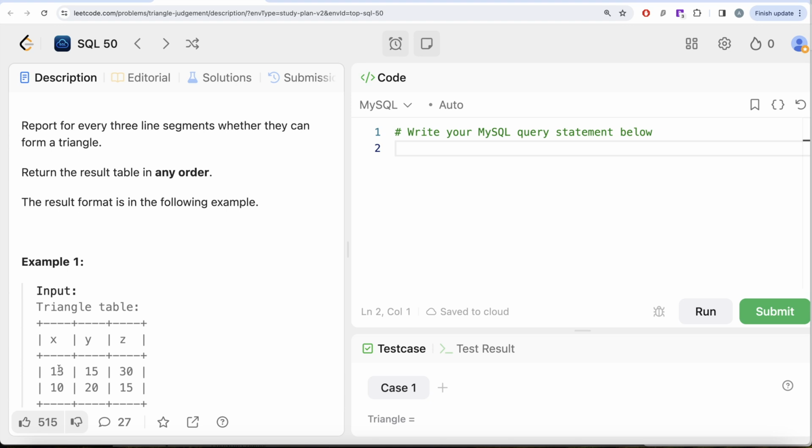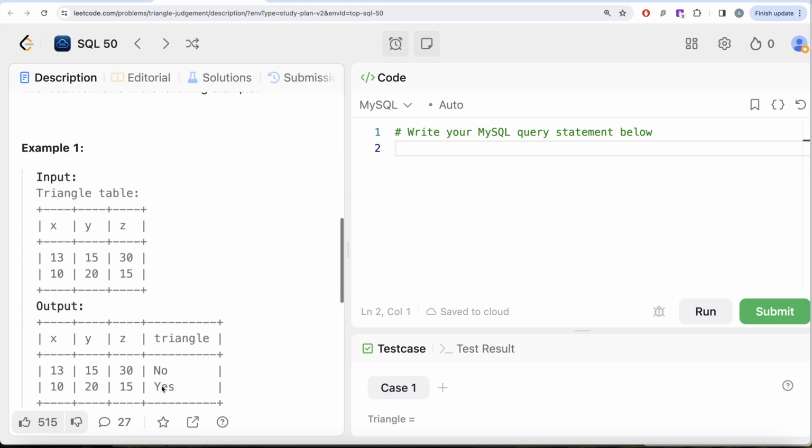So for example, if you do that, X plus Y is 28, which is less than 30, right? So we're not satisfying our very first condition. So these three cannot make a triangle. So this will be no. 10 plus 20, 30 is greater than 15, okay. 20 plus 15, that is 35, is greater than 10, okay. And then 10 plus 15, 25, is greater than 20. So all these three can make a triangle. So no for this and yes for this. And that is what we have in our output.